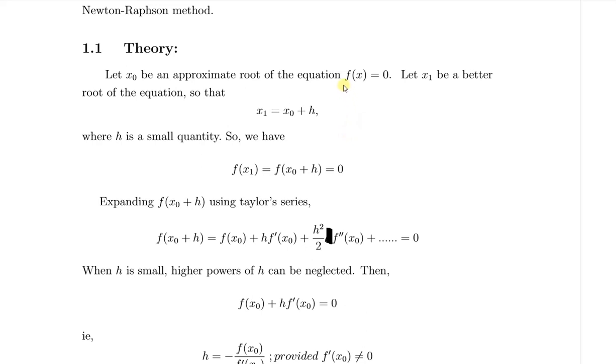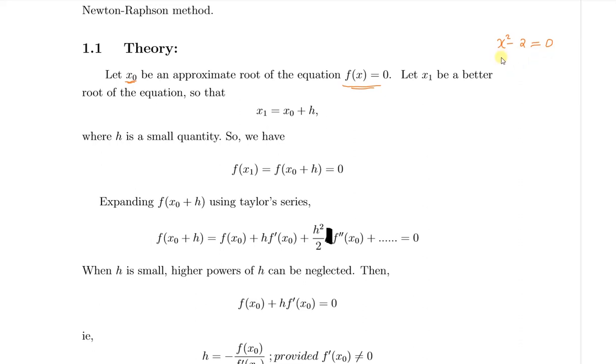Suppose our function is f of x is equal to 0, and this function is having an approximate root, say x0. Now x0 is only an approximate root of this equation. So for example, if we have a function like this, x squared minus 2 is equal to 0. The solution of the equation simply means the value of x for which the equation is satisfied.